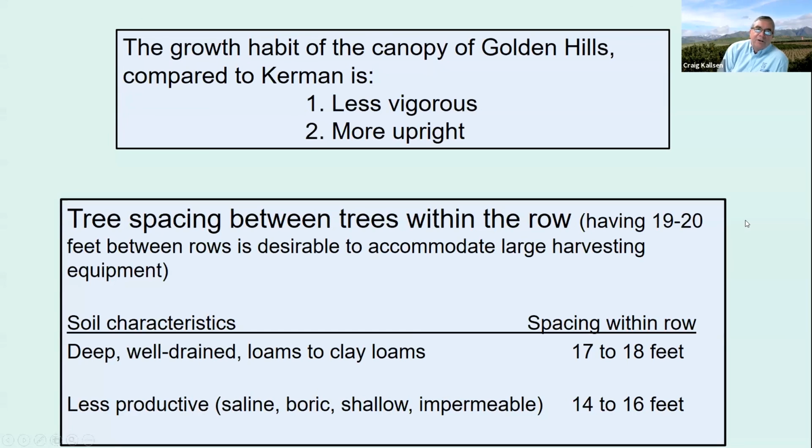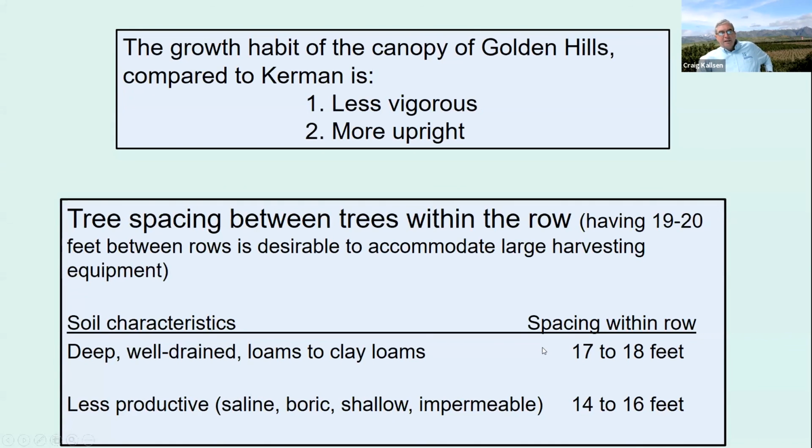I think I touched on this earlier. The growth habit of the canopy of Golden Hills compared to Kerman is less vigorous and more upright. So for spacing, again, we probably have to have our standard 19 to 20 feet between the rows. We've got deep, well-drained loams and clays. We can probably put them 17 to 18 feet apart. Even on these, some people are putting them 16 feet together. And again, we talked about that in designing the orchard.